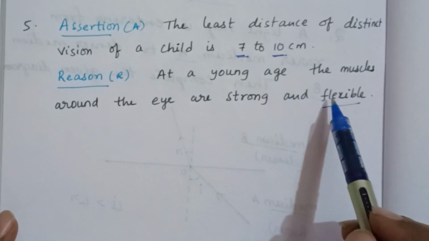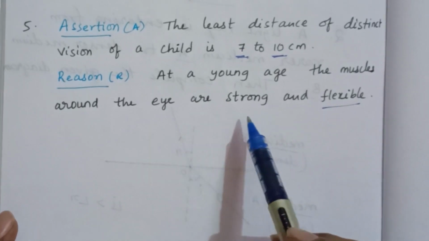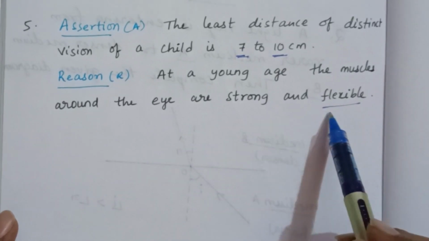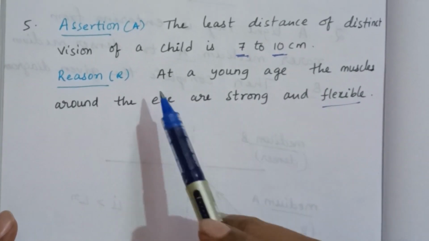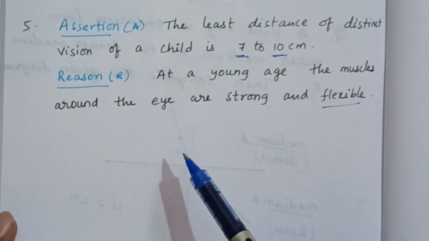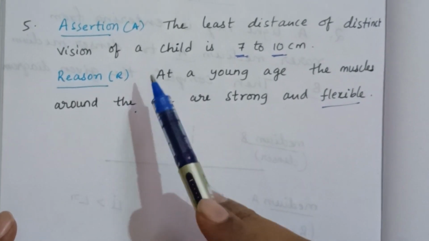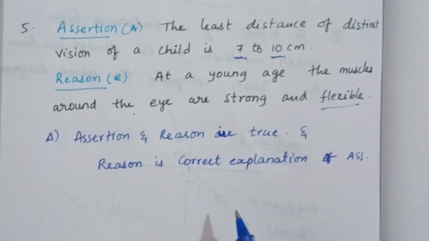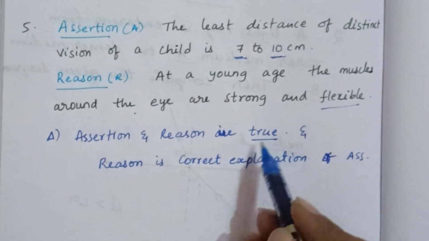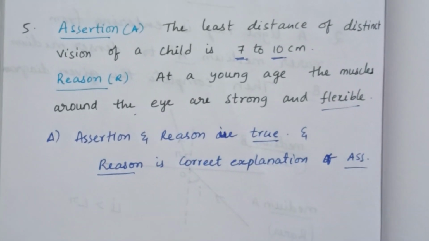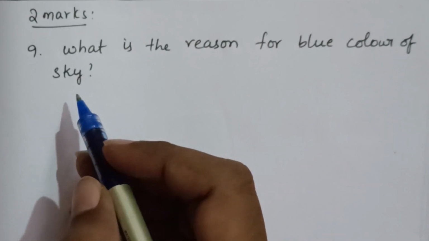That is because the muscles around the eye are strong and flexible. So both assertion and reason are true, and the reason is the correct explanation of the assertion. Now two more questions.